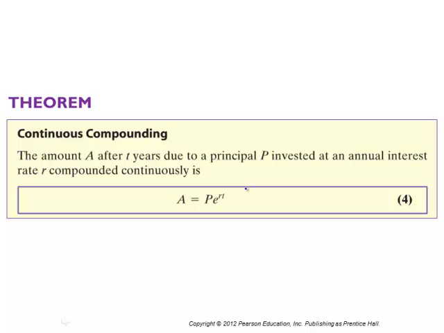So now you only have 4 unknowns in this formula here. You have this equation relating the future balance A, P is the initial balance or the principal, R is the APR, and T is the time. So if you know any 3 of those 4, then you can solve for the 4th by doing some algebra.